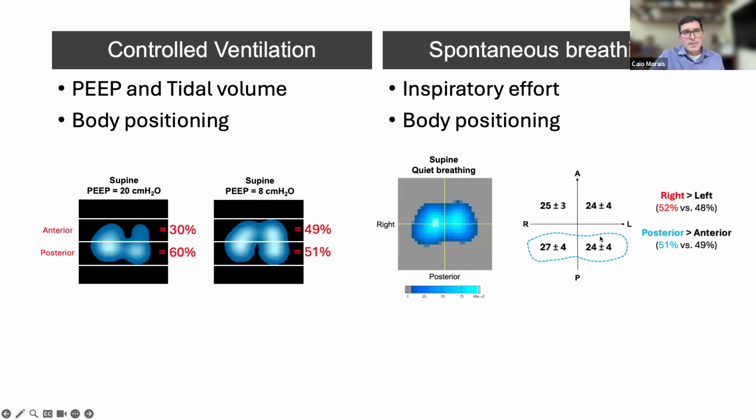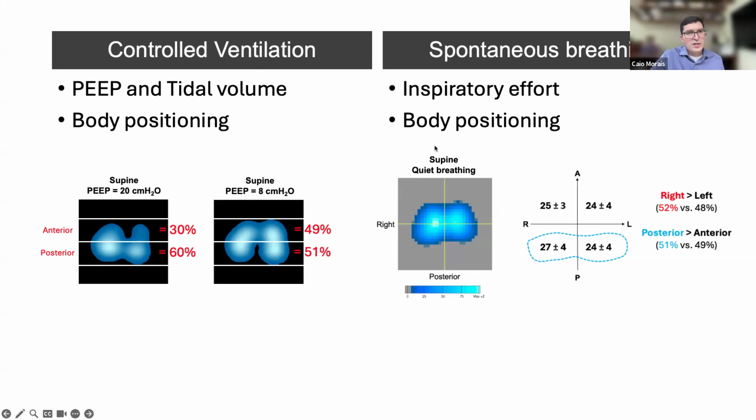In patients under spontaneous breathing, we know that the inspiratory effort makes a big change. In general, when we have a strong inspiratory effort, we shift the ventilation more to the dorsal part, more to the posterior or dependent part of the lung.